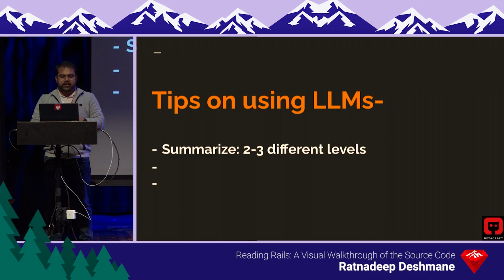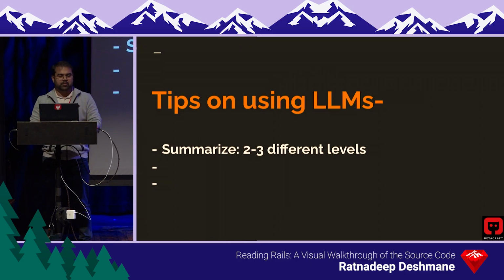So overall, tips-wise, when it comes to summarization, the top-to-bottom approach is asking AI to read the code and then summarize it for you. There are two to three different levels of summarization possible. For example, I could ask it to summarize something like the Rails boot process, and it can come back with a 75-page-long answer, right? And that's too much to read. So that's one level of summarization.